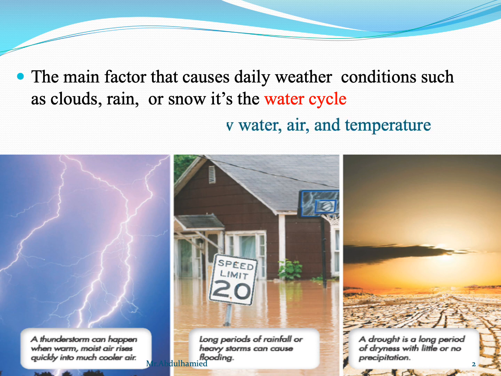the precipitation. But weather is the result of how water, air, and temperature interact. So weather is determined by the water, the air, and the temperature, and the relationship between them. Now we'll see how.